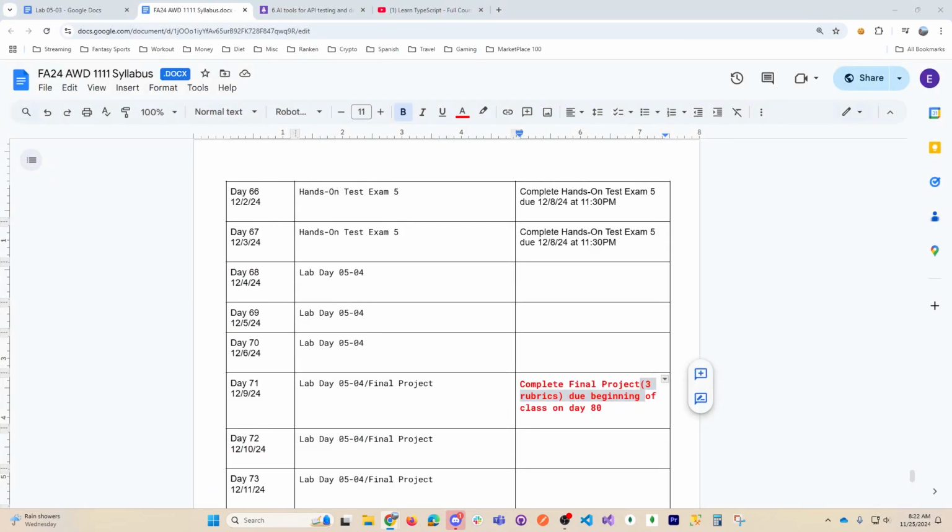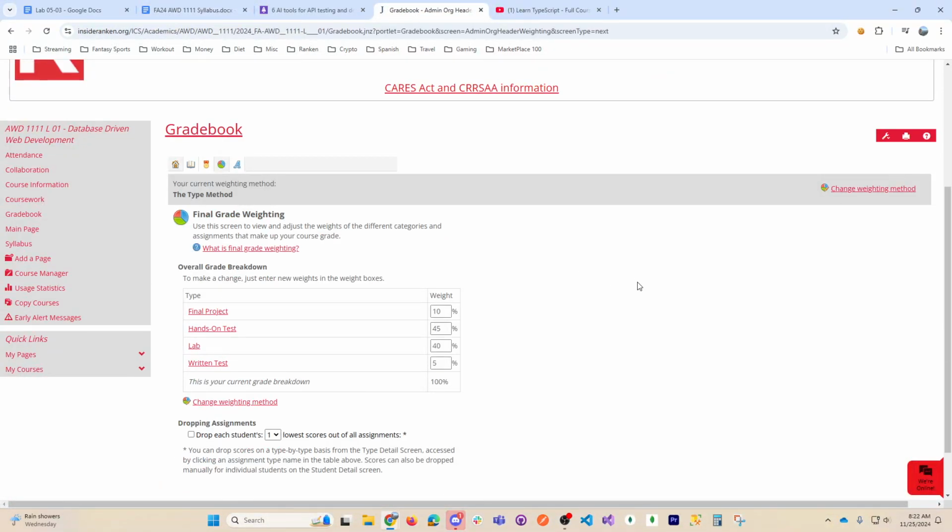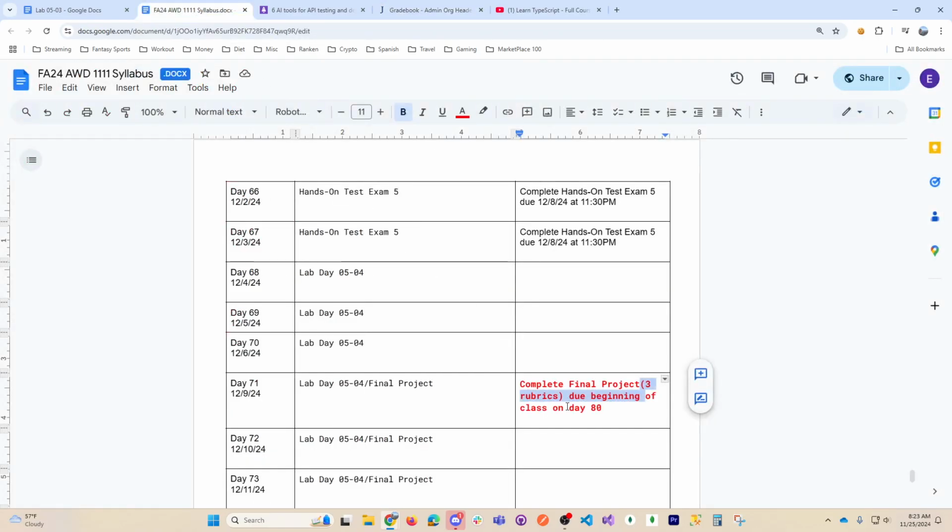If I can show, let me pull this off screen so not everyone's grades are on the screen, but if I look at the grade weighting for this class, and we covered this on day 1, your labs are worth 40%, your hands-on tests are worth 45%, the written tests, there haven't been a ton, but they are worth 5%, and then the final project is worth 10% of your grade. And so when it comes to this final project, that is broken down into several different grading rubrics.